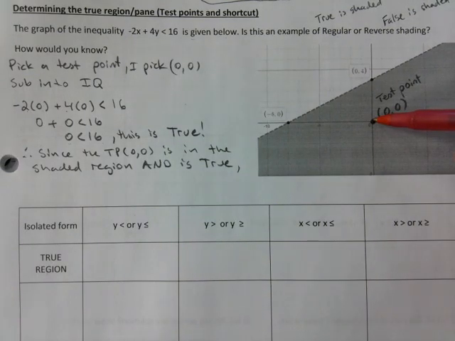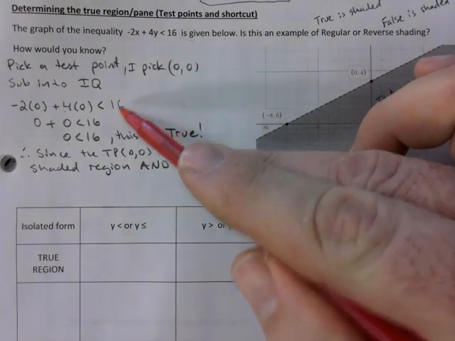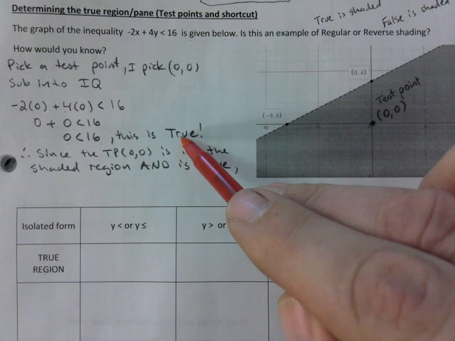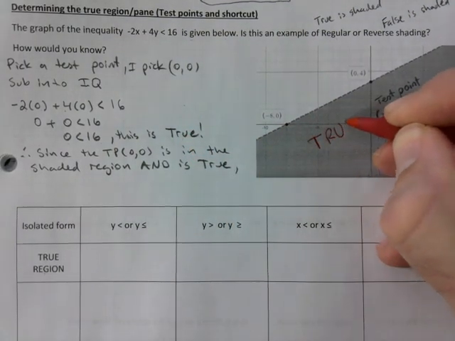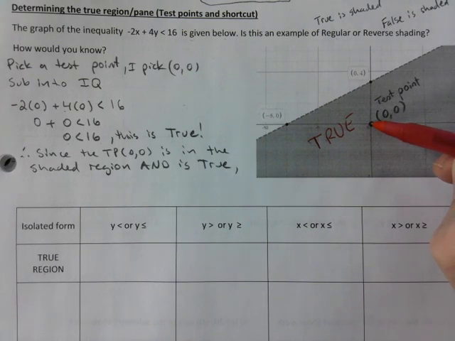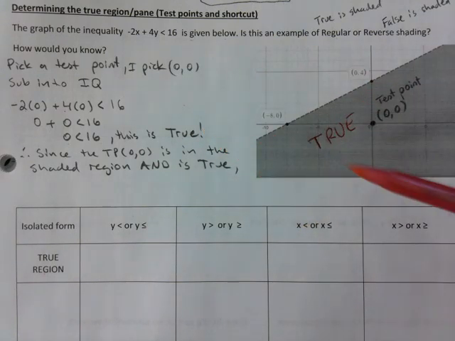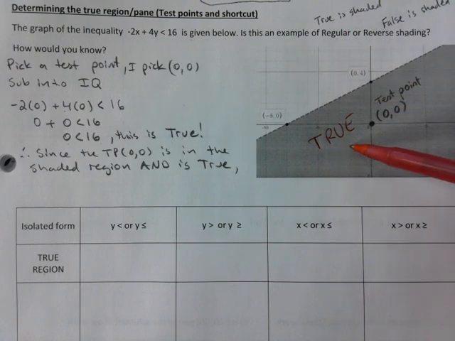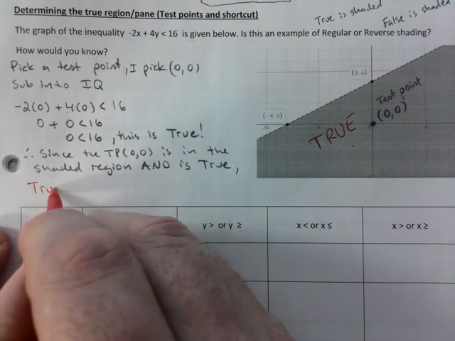0, 0. We determined, we picked it. It's in the shaded region, correct? We picked it, we plugged it in, and it ends up being true. You know what you can conclude? That everything here is true. Anything in the shaded region, you just test this one. Hey, are you true because you're shaded, right? And the answer comes back, yep, this is actually a true region. So what kind of shading have we used here? What is shaded? The true region, correct? True region is shaded.